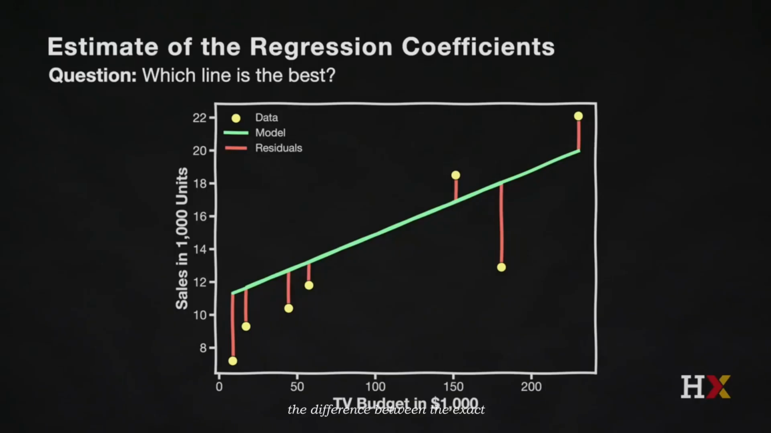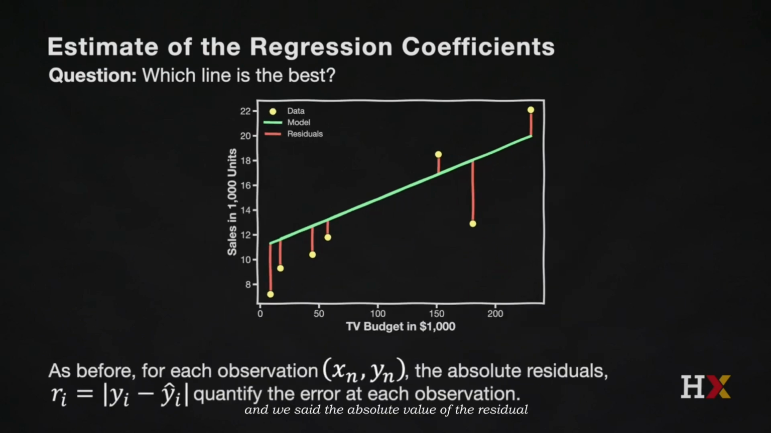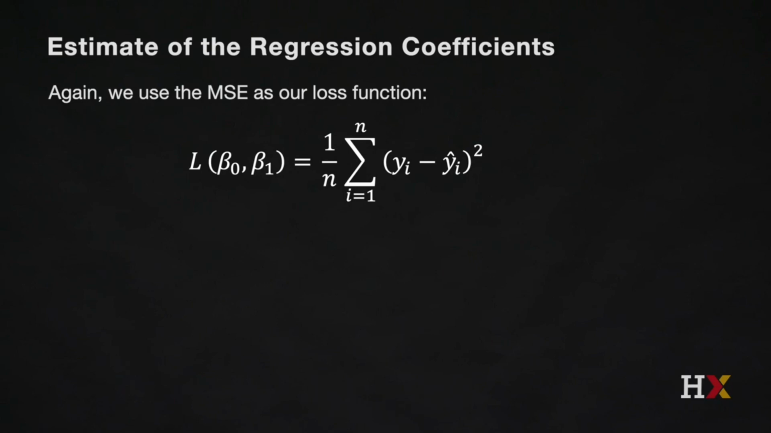We estimate the error for every model, for every beta 0 and beta 1, by looking at the residuals, the difference between the exact value of y and the predicted y. And we said the absolute value of the residual quantifies the error at each observation. And we, of course, want to aggregate all these errors, and we're going to use mean square error, MSE, for our loss function again. Now, in the case of linear regression, which we do now, the y hat has an explicit form. So we can now write the MSE as the mean of (y minus (beta 0 plus beta 1 x)) squared. And since we're using it as the loss function, we call it L of beta 0 and beta 1.